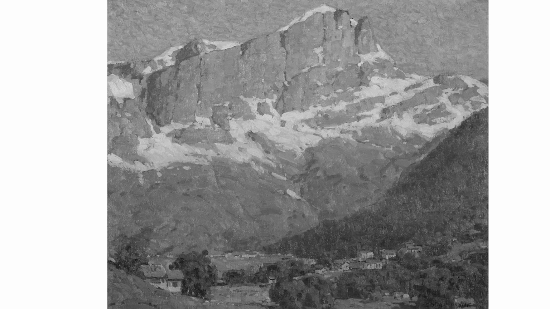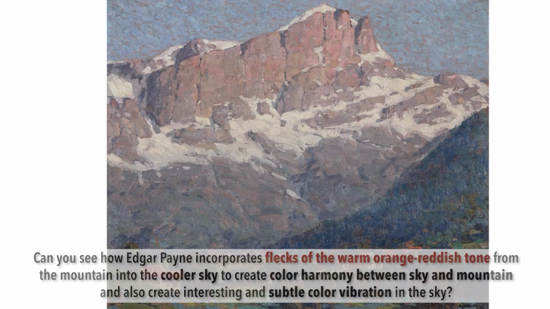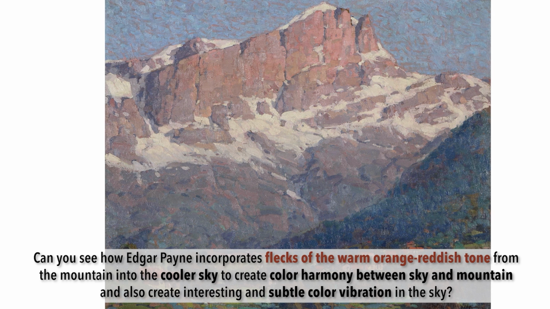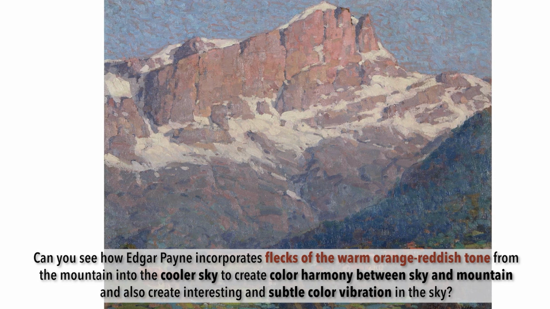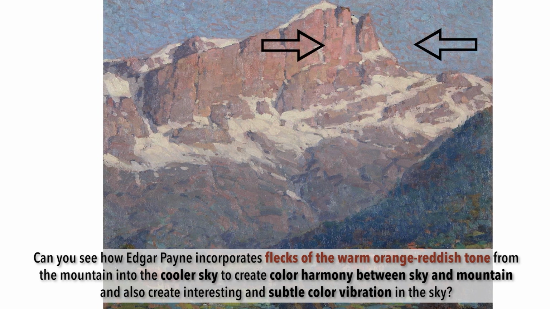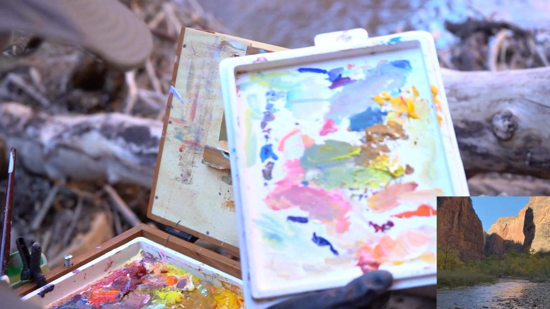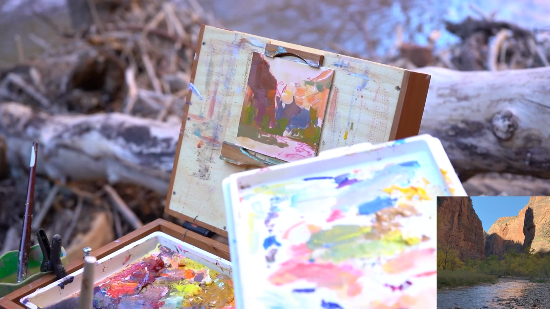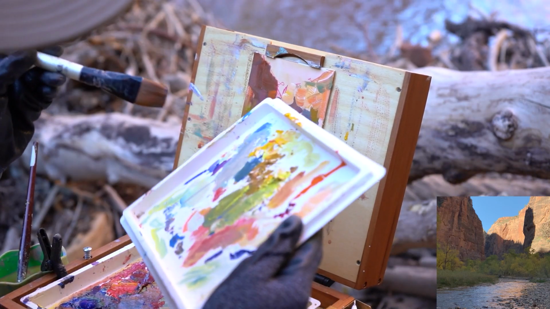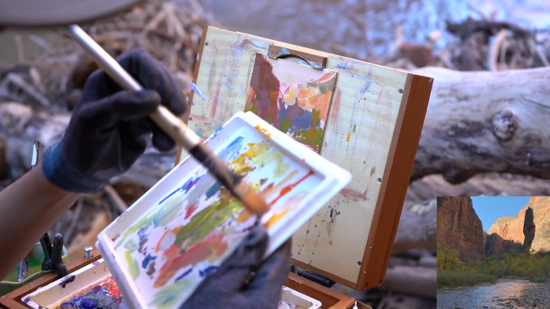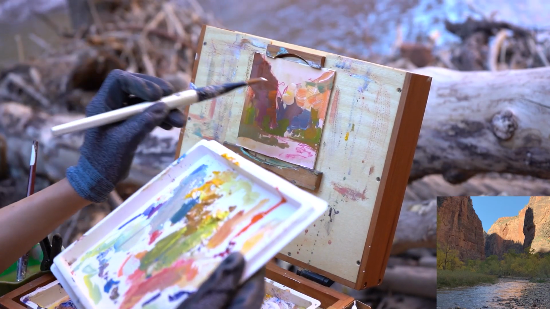What I noticed that Edgar Payne does brilliantly is that he will use hue and color vibration to separate two different elements or two different subjects, such as sky or mountain, instead of using value. Now, I know this may be confusing because I say this all the time, you must have a readable value structure in order for your painting to read, okay? And that still stands true.